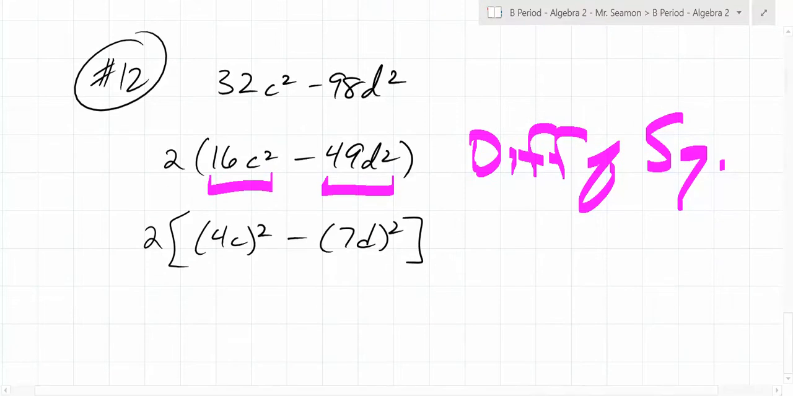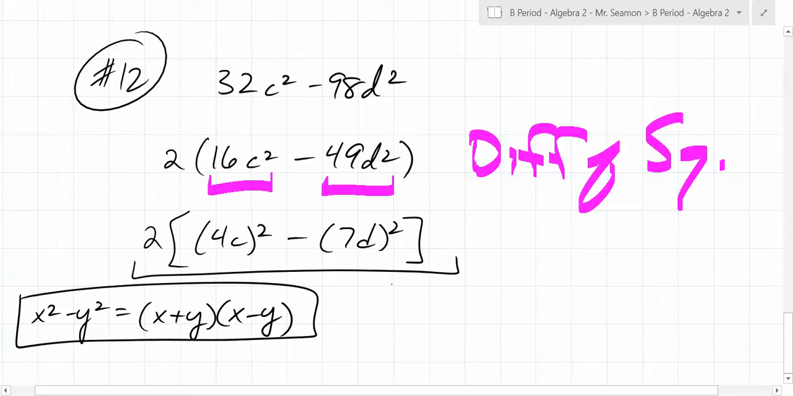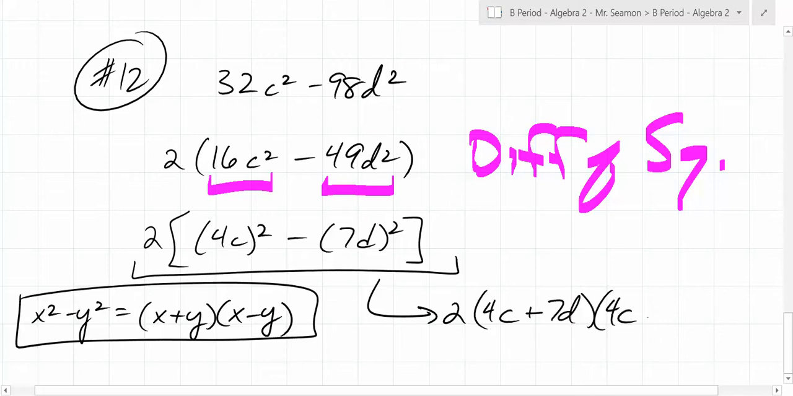Do you remember that formula you're supposed to memorize? x squared minus y squared is equal to what? Do you remember? x plus y times x minus y. There's your formula, right? So what does this turn into? 2 times c plus, or minus. You can do plus first. That's fine. Plus, correct, times. Yes, done. You've applied the difference of squares.